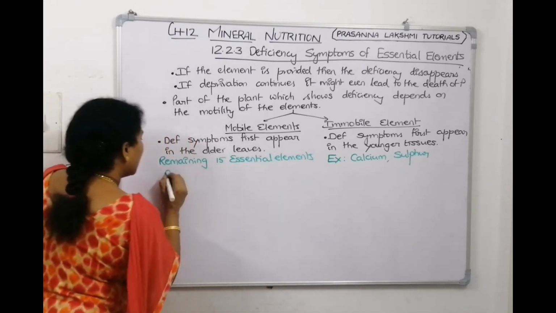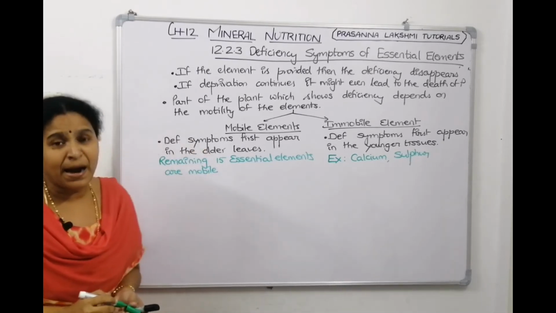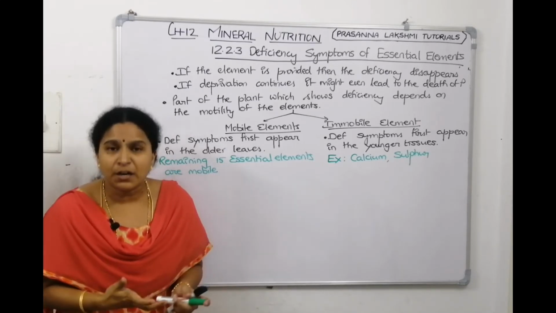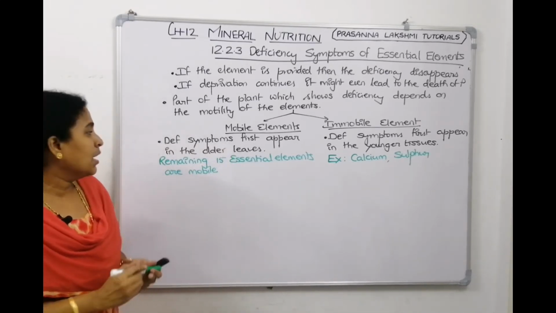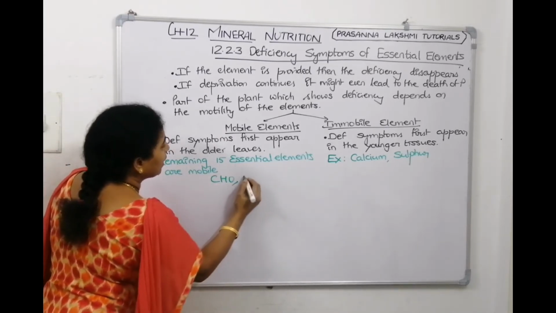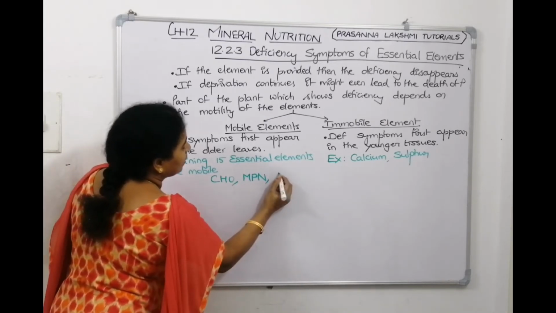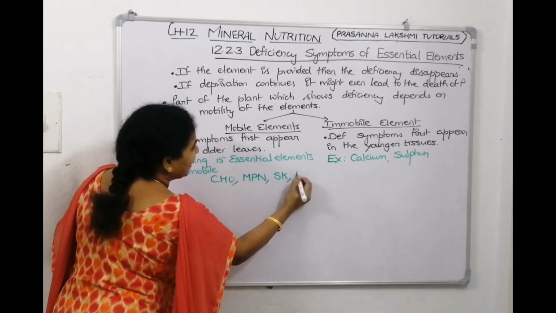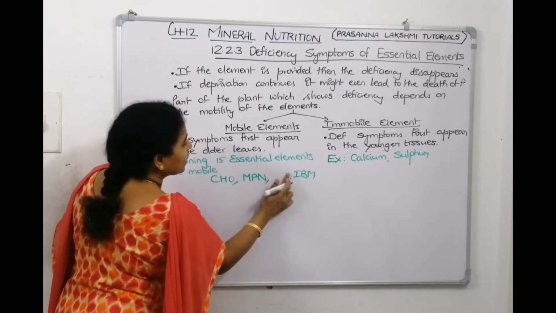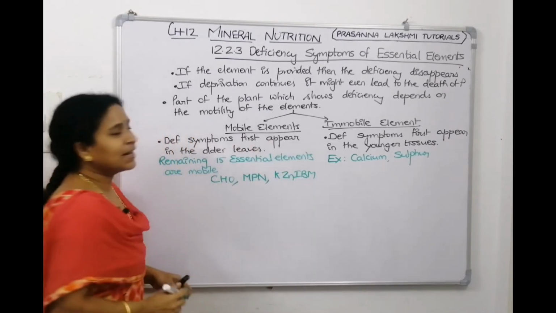Essential elements are mobile. They move off from the older parts and go to the younger parts. So that is why the deficiency symptoms will first appear in the older parts only. Of the 15 elements, if you want, we can write down C, H, O, M, P, N, then S, K, then I, B, M. S we should not write, sulfur came there. Okay, so IBM, then next one Z, N, all these are the elements, right?